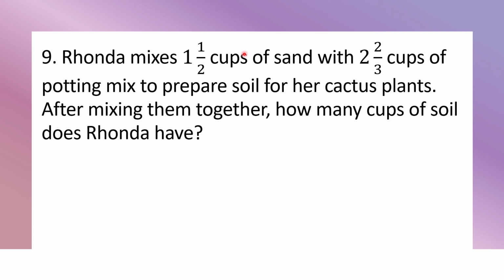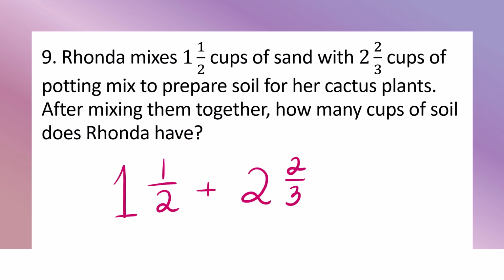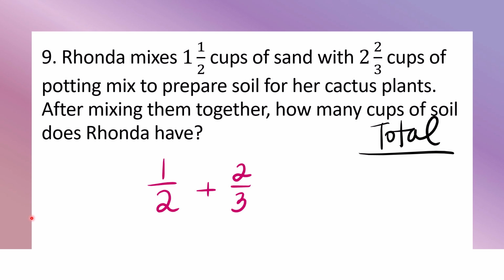It says Rhonda mixes 1 1/2 cups of sand with 2 2/3 cups of potting mix to prepare soil for her cactus plants. After mixing them together, how many cups of soil does she have altogether? All right, so she's using 1 1/2 cups of sand, 2 2/3 cups of potting mix. So you're just going to start by combining the whole number parts, and then we'll combine the fractional parts. You can use your little algorithm if you want, or we can use the fraction strip model.